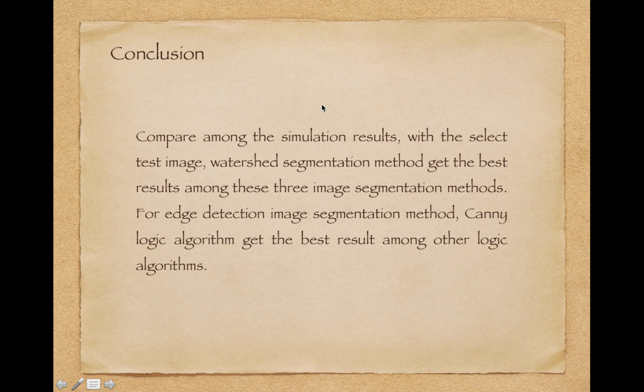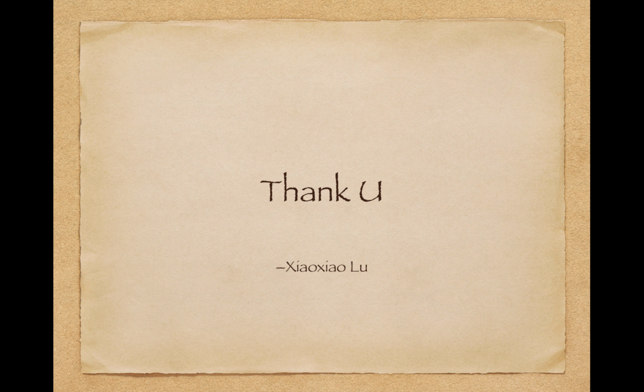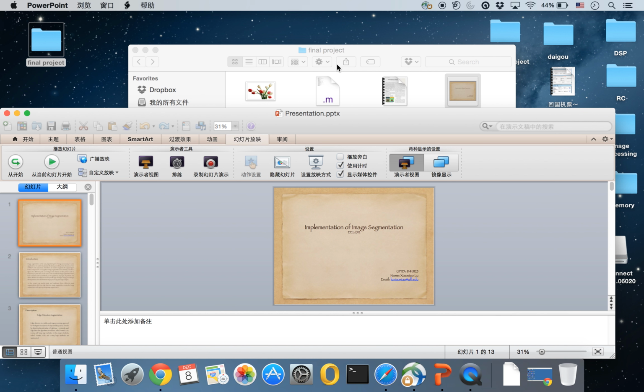Here is the conclusion. Comparing among the simulation results, with the selected test image, the watershed segmentation method gets the best result among these three image segmentation methods. For the edge detection method, the Canny algorithm gets the best result among the other algorithms. Thank you. That's all. Now let me simulate on MATLAB.